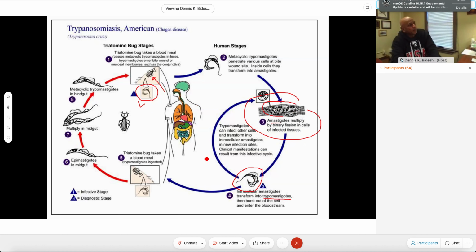All right? So let me point it out for you. The bug that transmits this to us is the triatoma bug, also called the reduviid bug. The form of the parasite that transmits to us is right over here. It's called a metacyclic trypomastigote. This is the infective stage, metacyclic trypomastigote. What you find in humans, in tissues, is called an amastigote. And what you find in the bloodstream, these can actually break off. These amastigotes develop into the trypomastigotes in the bloodstream.